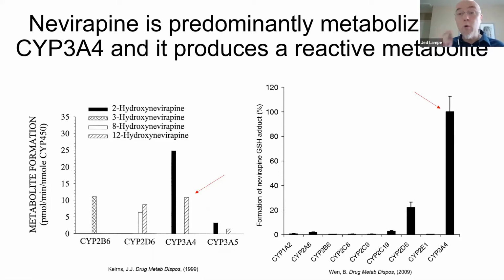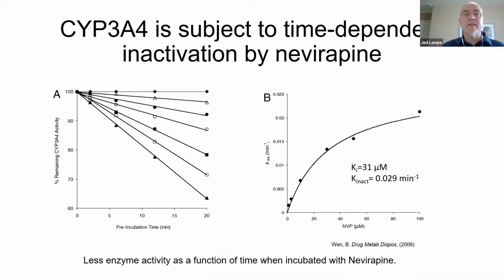Now, in addition to those metabolites, it turns out CYP3A4 also produces a reactive metabolite. In fact, if you do the incubation in the presence of GSH, which acts as a nucleophilic trapping agent, you can see that most of this reactive metabolite is produced by CYP3A4, although CYP2D6 contributes a minor portion to production of the reactive metabolite. As it turns out, that reactive metabolite can also adduct nucleophilic residues in the enzyme, leading to enzyme inactivation.